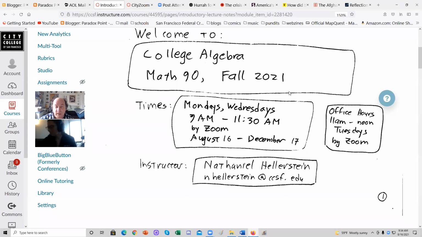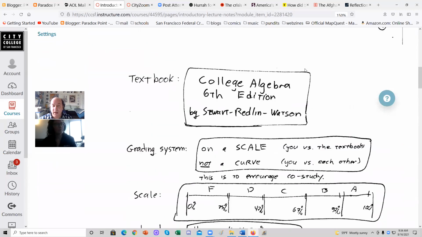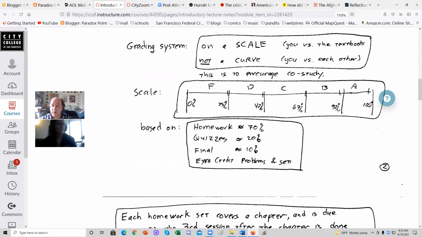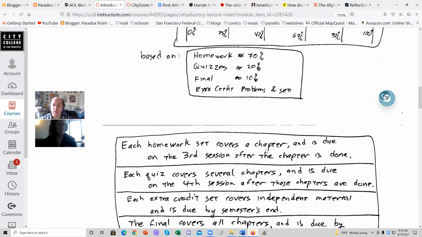All right, let's see. There's a textbook. We'll figure out about additions, grading on a scale, not a curve. Here's the scale. The grade is mostly based on homework, and there are a few quizzes, and there's a final, and there's an extra credit problem set. So do try those.